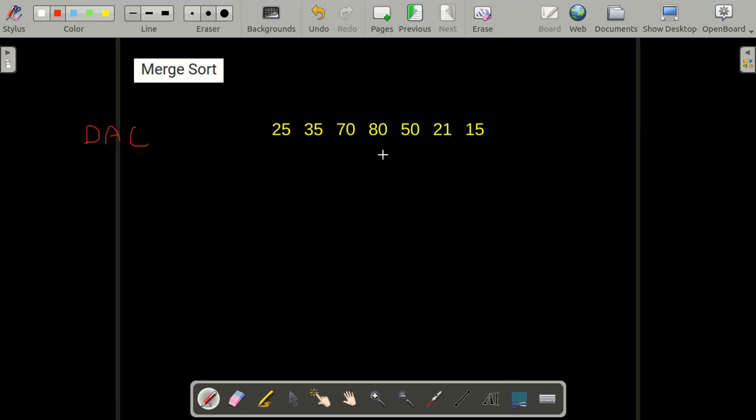So over here, suppose the name of my array is A. The starting index is 0, then 1, 2, 3, 4, 5 and 6. My initial call to the merge sort algorithm will be A from 0 to 6. This means I am saying: please go and sort my array A from index 0 to 6, that is, sort the whole array.